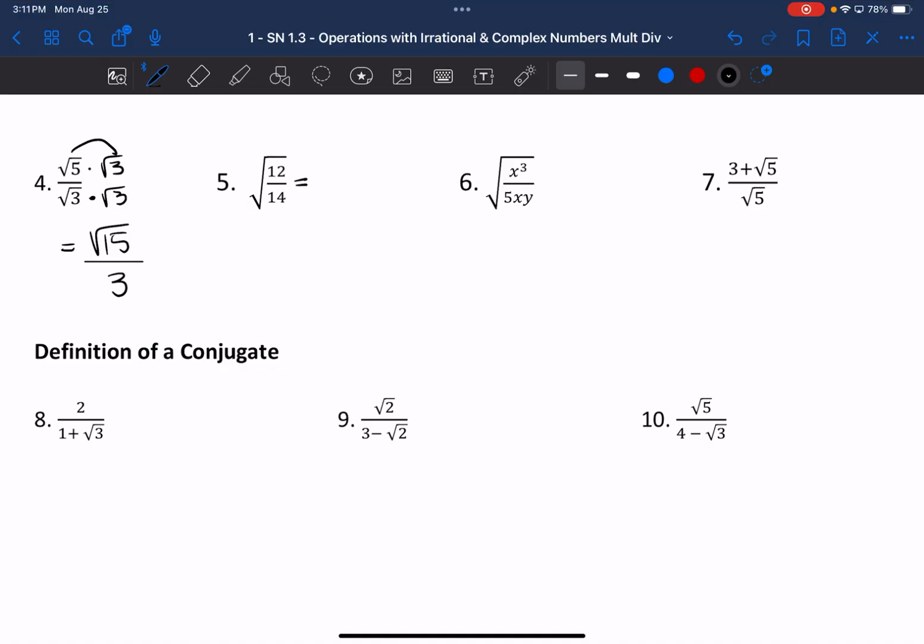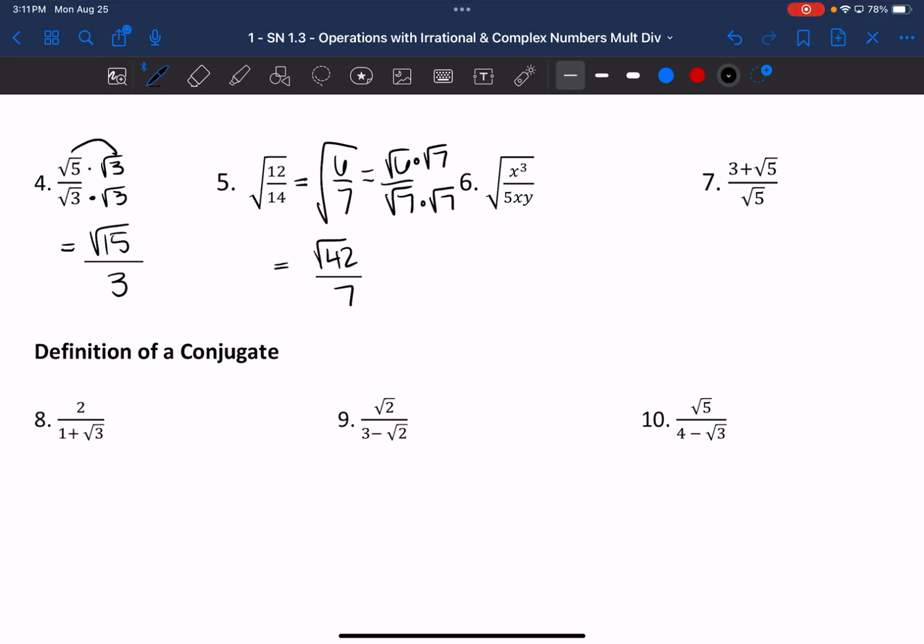So for number 5, since this is written as a single fraction, we can simplify 12 over 14 to 6 over 7. So we have the square root of 6 over 7, but we're unable to simplify further, so this would be when we would like to rewrite it as the 2 separate radicals. Again, we don't leave a radical in the denominator, so I have to multiply top and bottom by square root of 7, which would give us square root of 42 over 7. And square root of 42 does not simplify, so we leave it just like that.